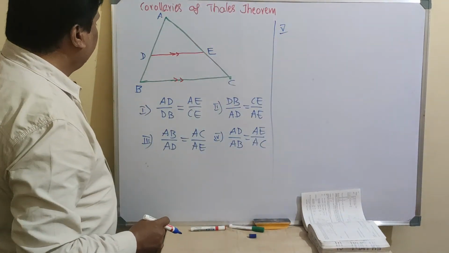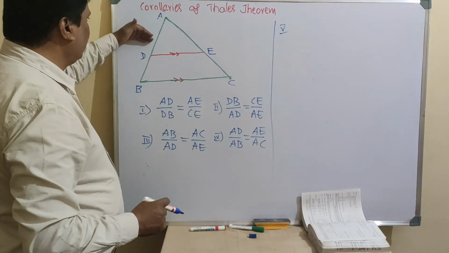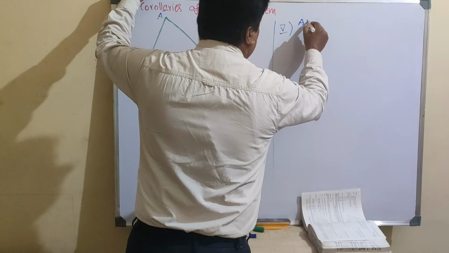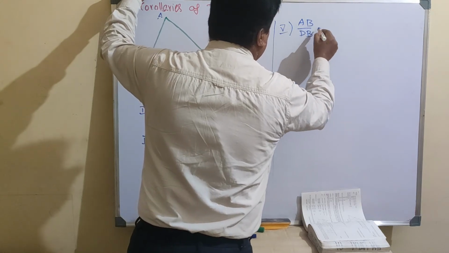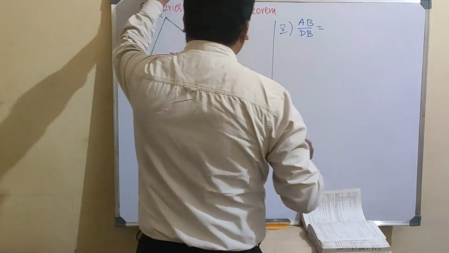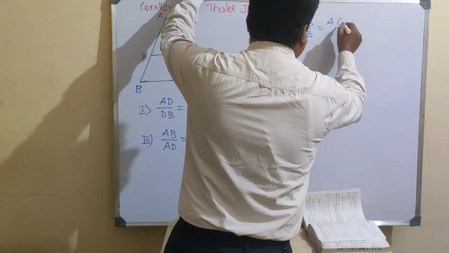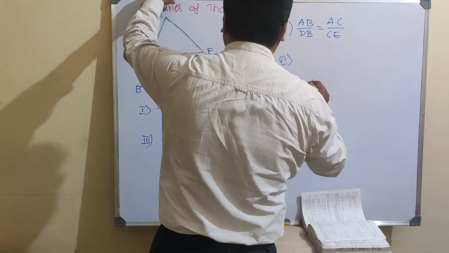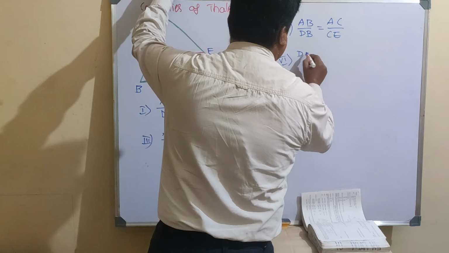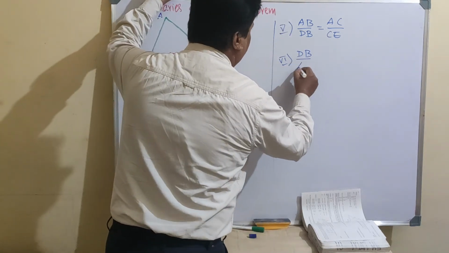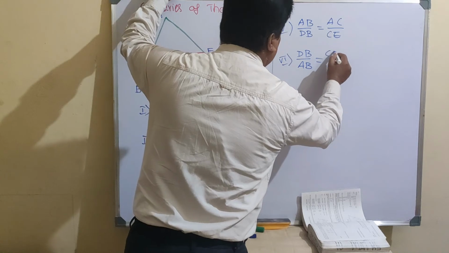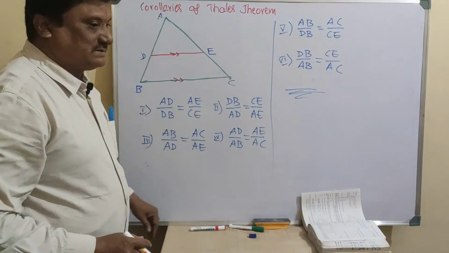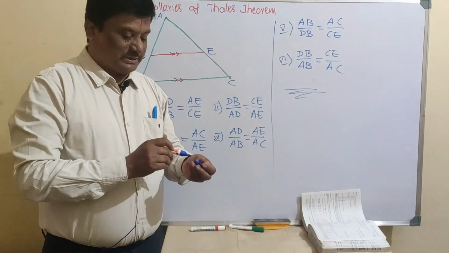Then the fifth one: AB by DB is equal to AC by CE. Then the sixth one, the reciprocal of this, is DB by AB is equal to CE by AC. So these are the important results of basic proportionality theorem.